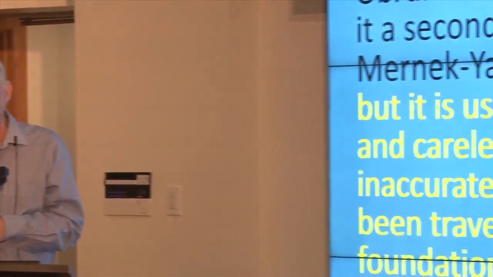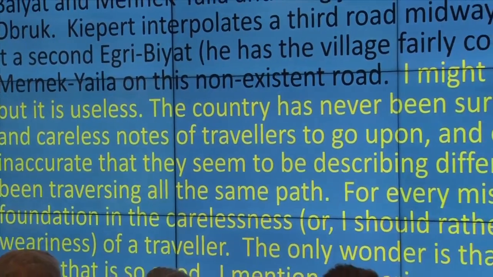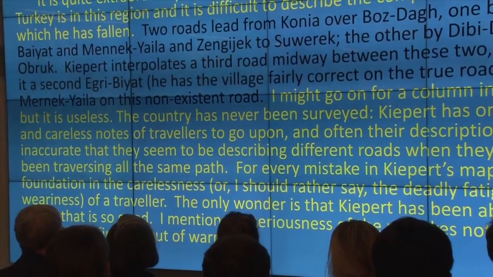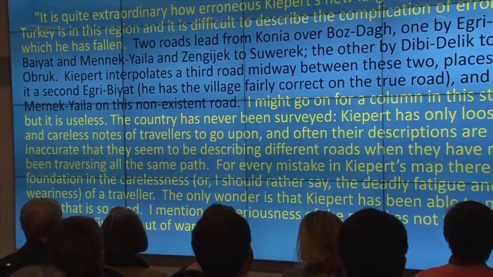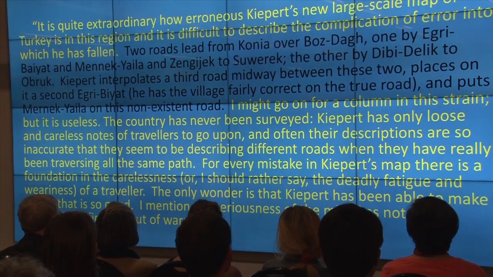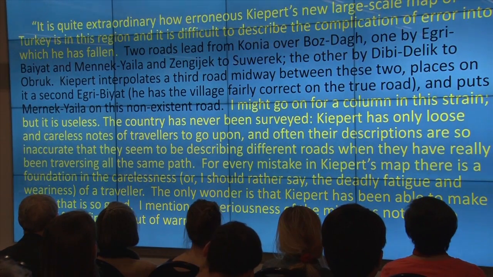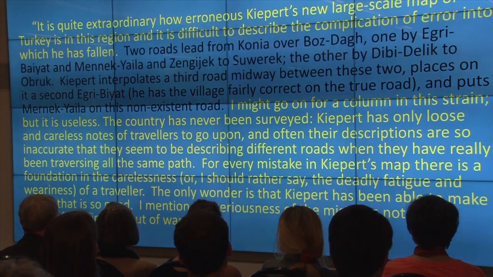And this is Ramsay very much in his characteristic kind of style. It's quite extraordinary how erroneous Kiepert's new large-scale map of Turkey is in this region. And it's difficult to describe the complication of error into which he has fallen. Some details. I might go on for a column in this strain, and Ramsay certainly could, but it is useless. The country has never been surveyed. Kiepert has only loose and careless notes of travellers to go on, and often their descriptions are so inaccurate that they seem to be describing different roads when they have really been traversing all the same path.